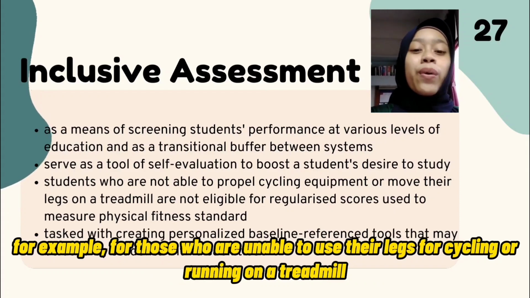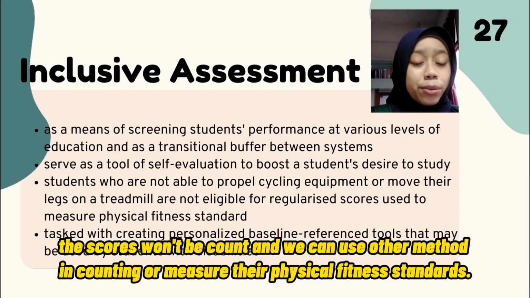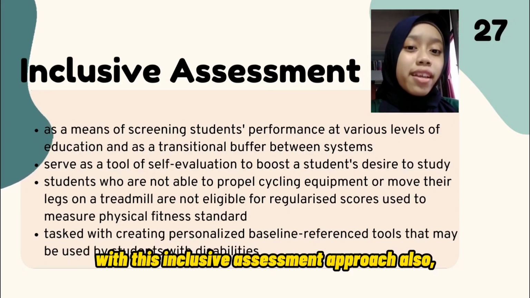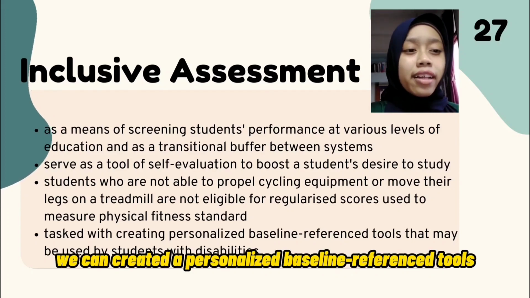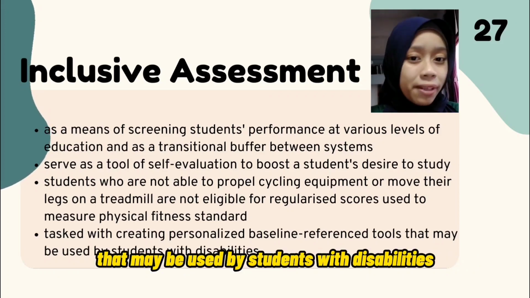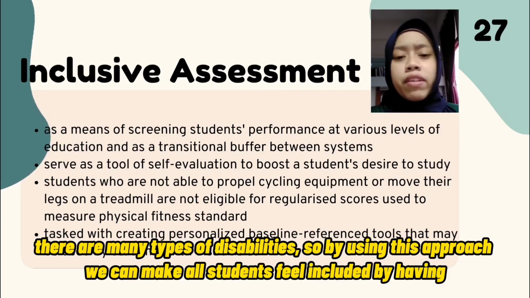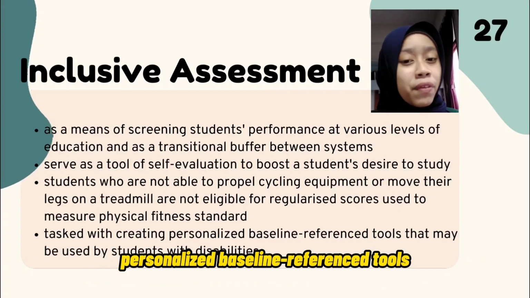For example, for those who are unable to use their legs for cycling or running on a treadmill, the scores won't be counted, and we can use other alternative methods in measuring their physical fitness standard. With this inclusive assessment approach also, we can create personalized baseline preference tools that may be used by students with disabilities. There are many types of disabilities, so by using this approach, we can make all students feel included by having personalized baseline preference tools.